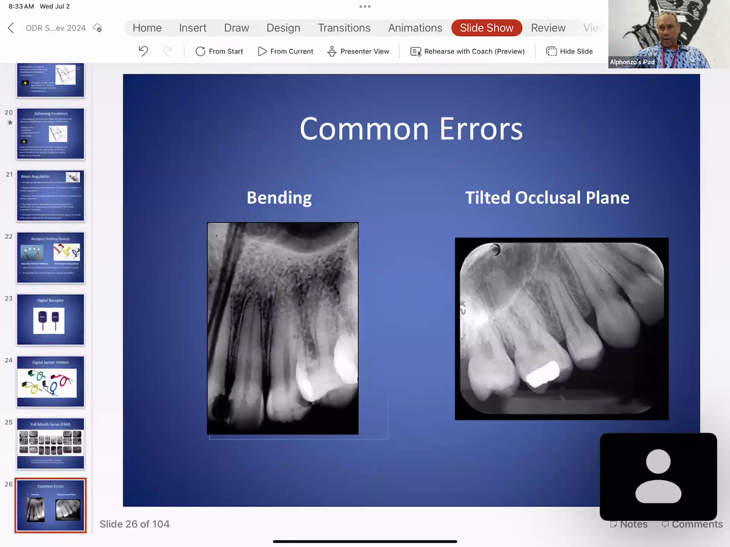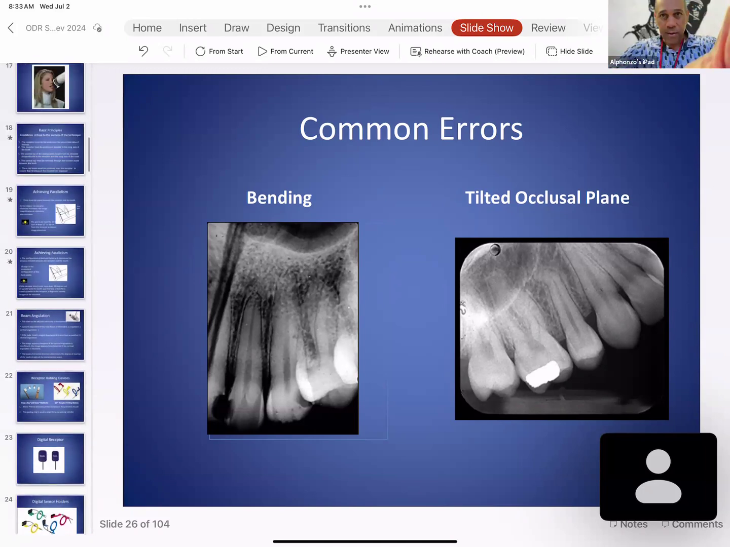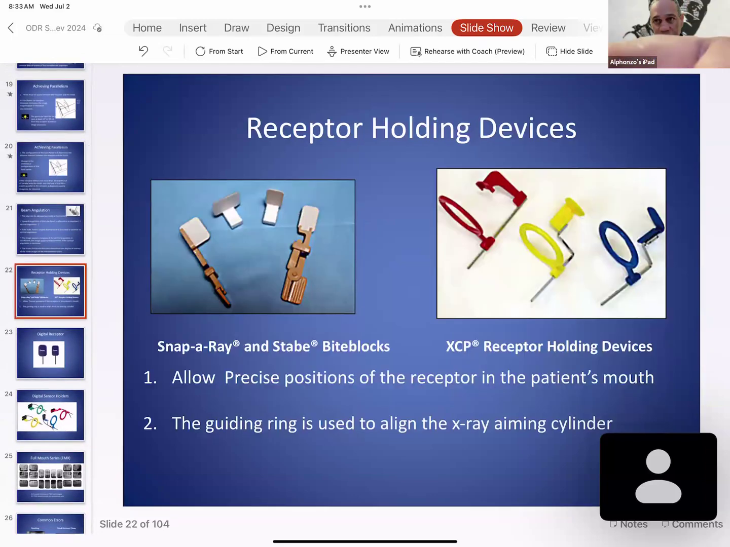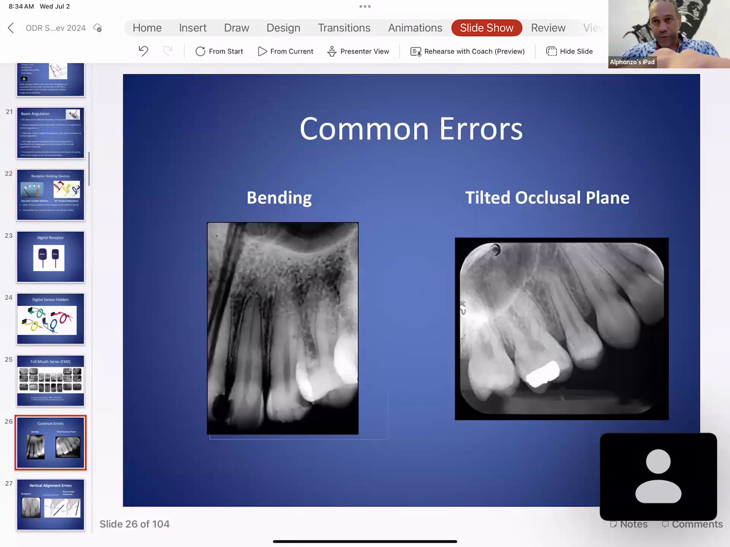Okay, here are some common problems with actual film-based technology. You can see some common errors here. Sometimes when you put these images in the mouth with the devices I showed you before, like when you're using the snap array or one of these devices, sometimes the corners will get bent and you'll get this distortion. And then also another issue that students have, even with the XCP, I see this a lot with imaging with students.